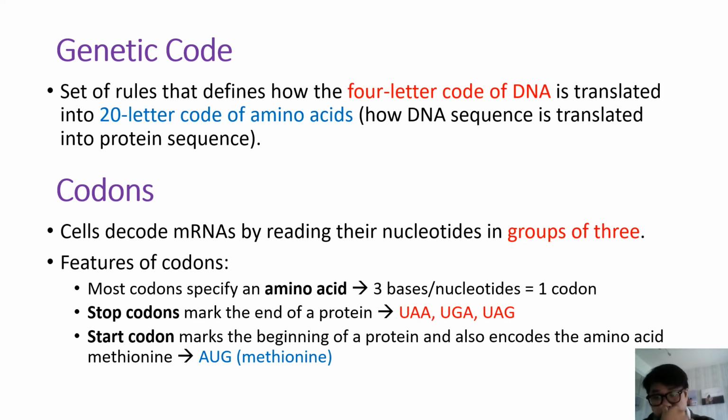Okay, so what is a codon? Cells decode mRNA by reading its nucleotides in groups of three. So a group of three nucleotides becomes one codon. The features of the codon: most codons specify an amino acid. It has three bases, or three nucleotides, which represent one codon. There are also stop codons. There are three stop codons marking the end of the protein, which are UAA, UGA, and UAG, and only one start codon, which is AUG, which we also call methionine.